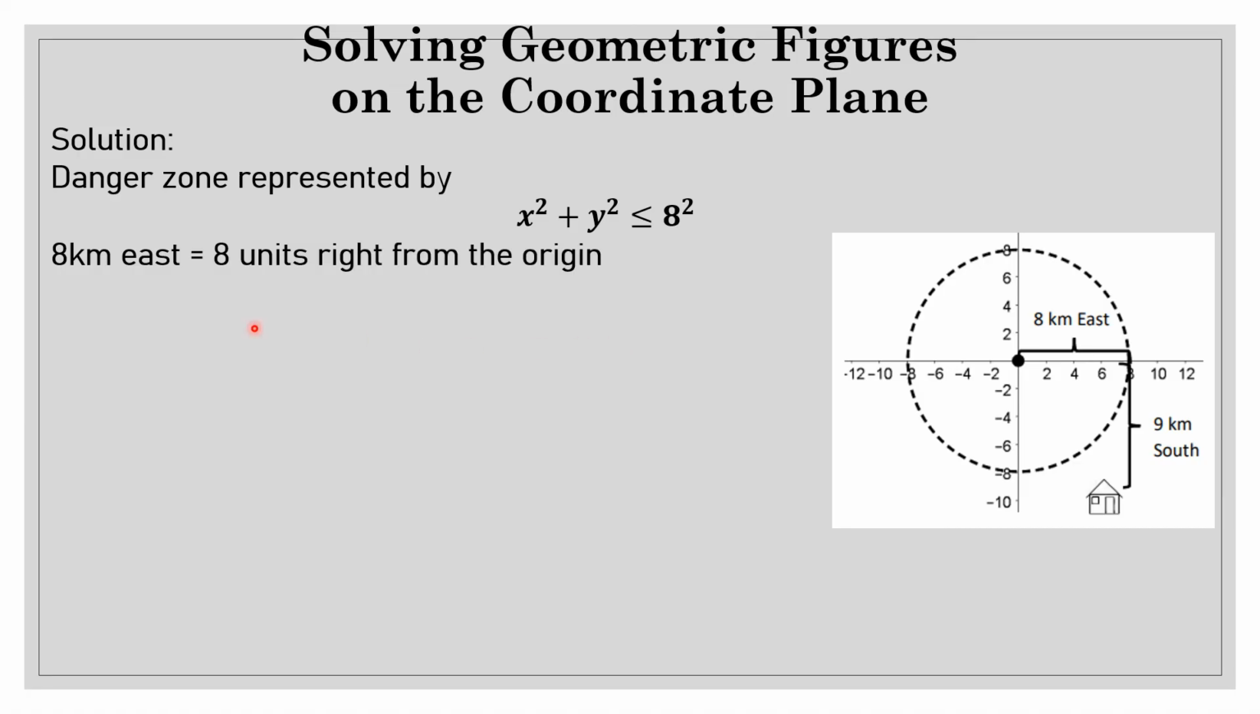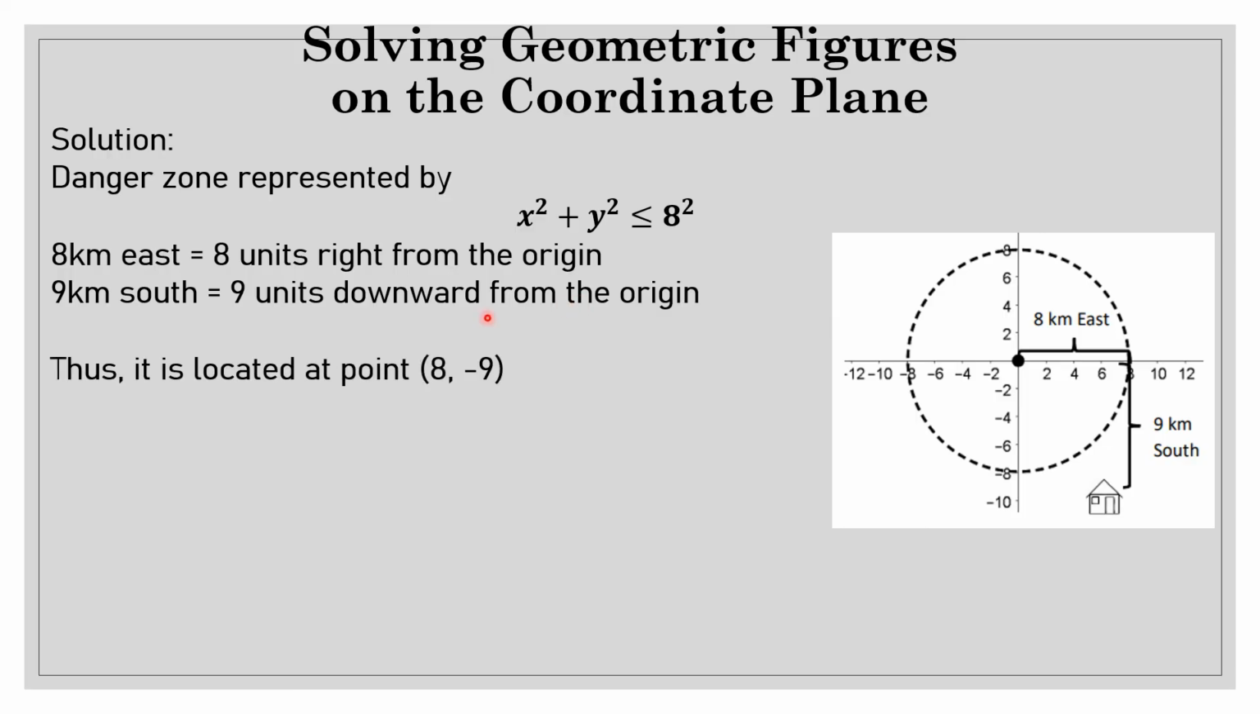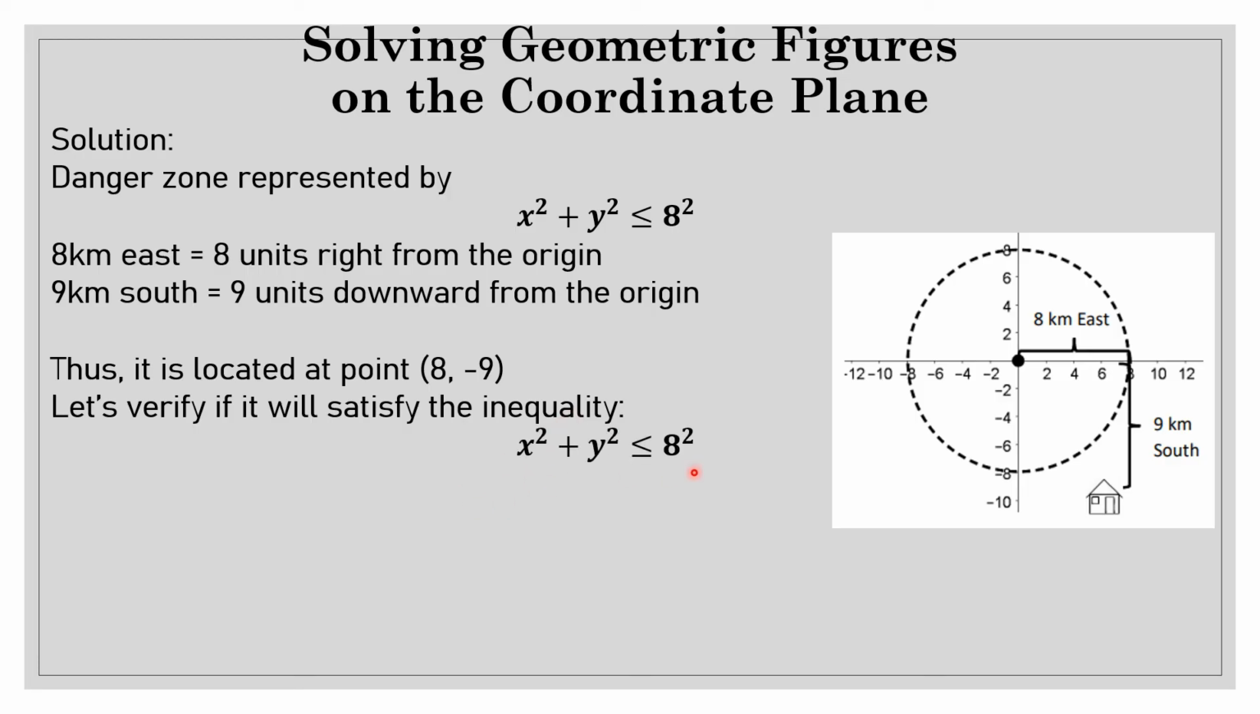So, una natin gagawin, yung 8 kilometer east will represent the 8 units right from the origin. Tapos, yung 9 kilometer south, 9 units downward from the origin. So, ang point na gagamitin natin is (8, -9). So, yung (8, -9), yun yung pang-substitute natin dito sa equation na to. So, from that equation, palitan natin yung x ng 8, yung y ng -9, simplify.